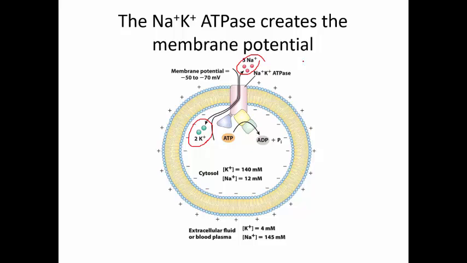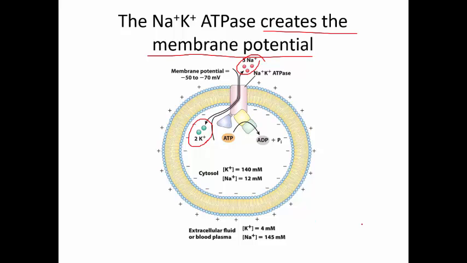And this is actually what creates that membrane potential that I've been talking about. Because every time we do this, we move 2 positives in and 1 positive out. That is going to make the outside more positive and the inside more negative. So we need to have something to make that. This is what is going to make it. So a lot of other things are going to rely on it.